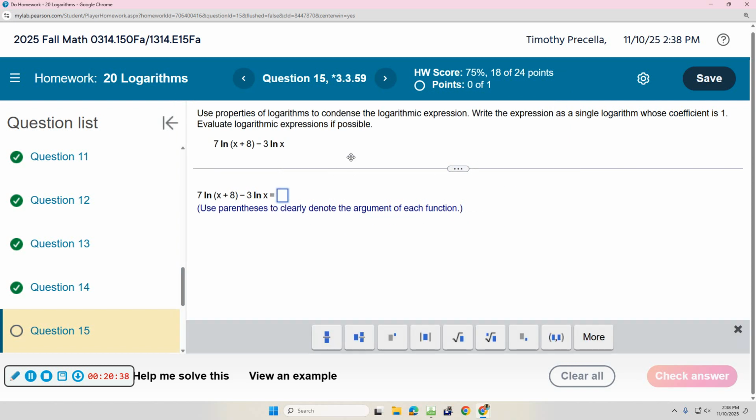Okay. Oh, let's see. 7 ln x plus 8 minus 3 ln x. So I'm going to write this as just 1 ln. I'll make sure you just copy. Okay.